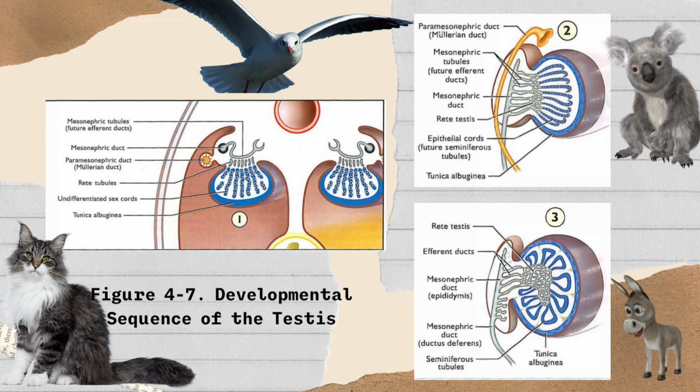Degeneration of the paramesonephric duct is brought about by the production of anti-Müllerian hormone produced by the developing testis. For the third figure, the epithelial cords become seminiferous tubules. There is continuity between the ready testis and the efferent ducts. The mesonephric duct is gradually transformed into the epididymis and the ductus deferens. The paramesonephric duct has disappeared.